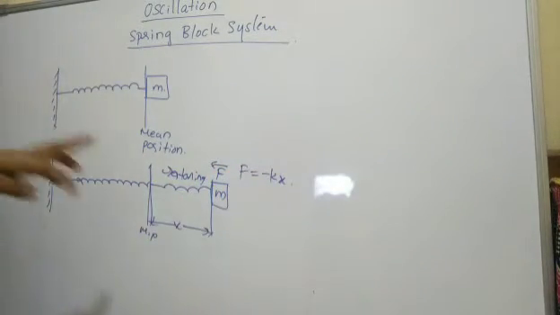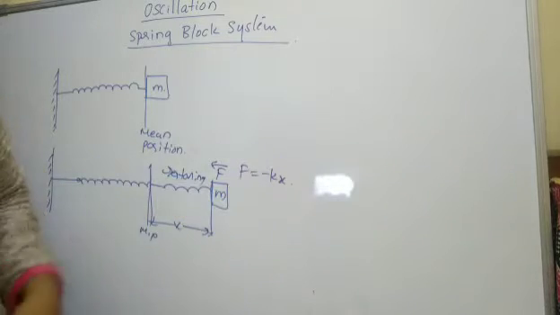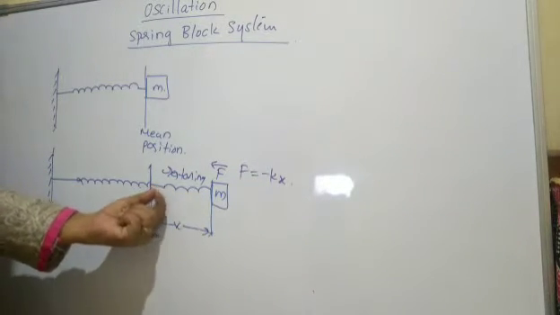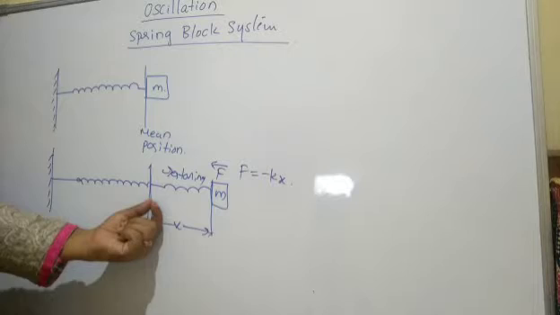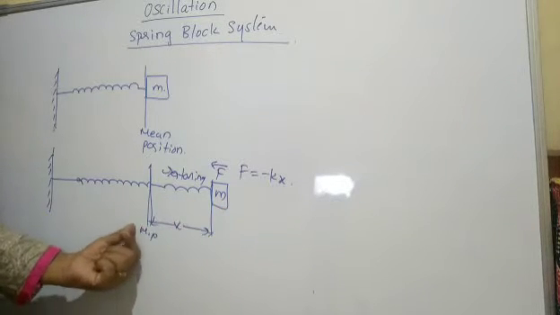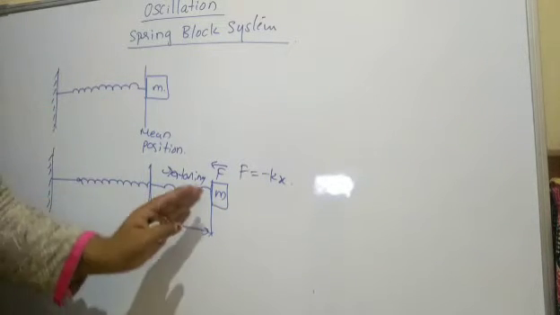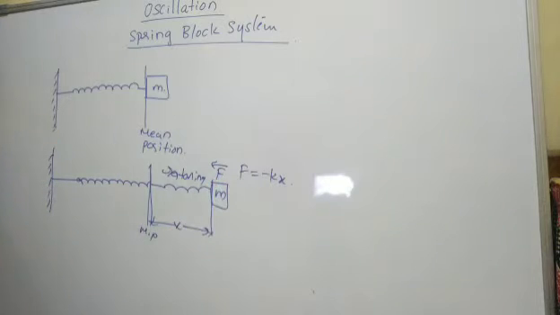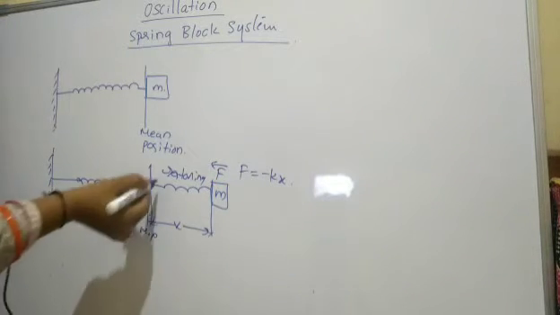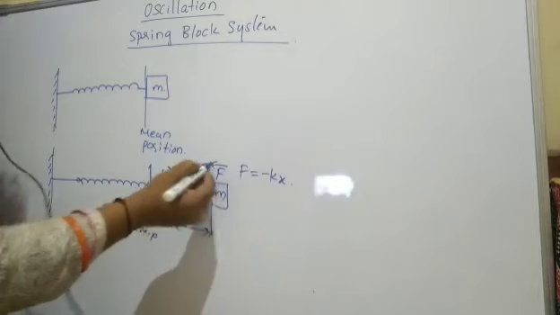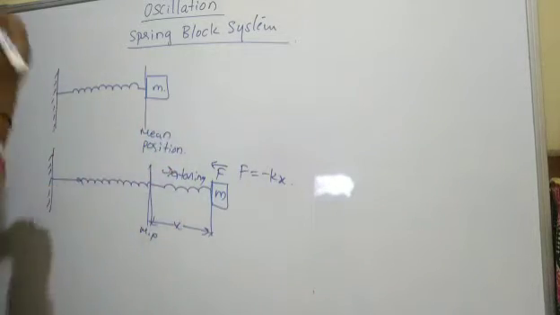What is simple harmonic motion? F is equal to minus kx. It is stretched, in the sense that it is displaced from its mean position, and released. Once it is released, it tries to come back to its original mean position, so the force is in the backward direction.